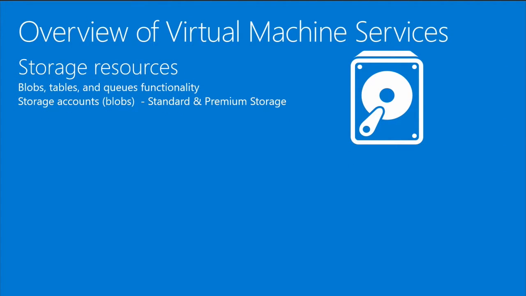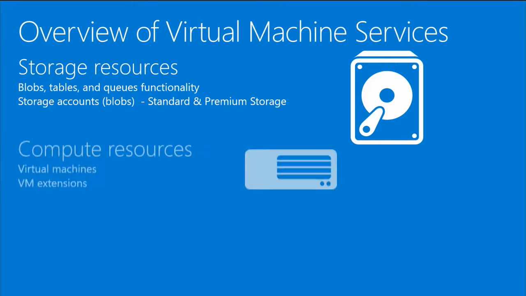So the first part of virtual machine services is storage resources. Storage resources comprise blobs, tables, and queues. We will use the blob functionality within the virtual machines to maintain the disks for each virtual machine. And we'll look at the differences between using standard storage and premium storage, which are the two options for the storage aspect of virtual machines.